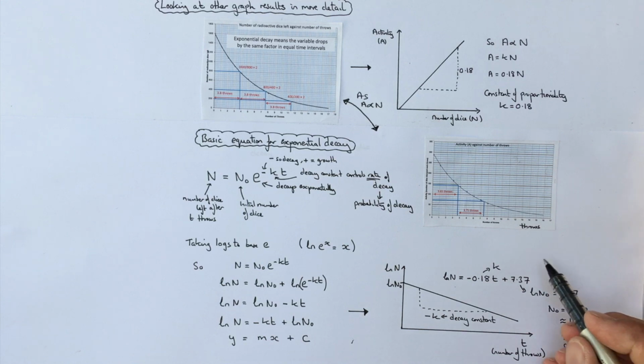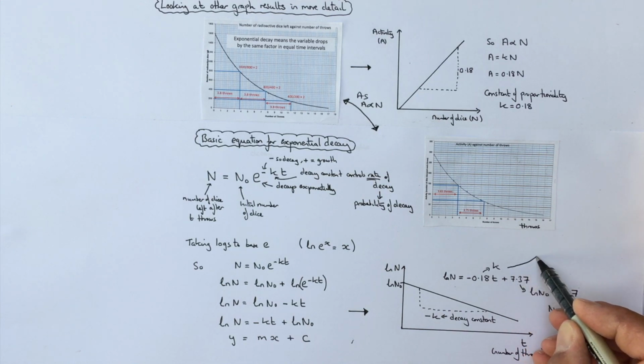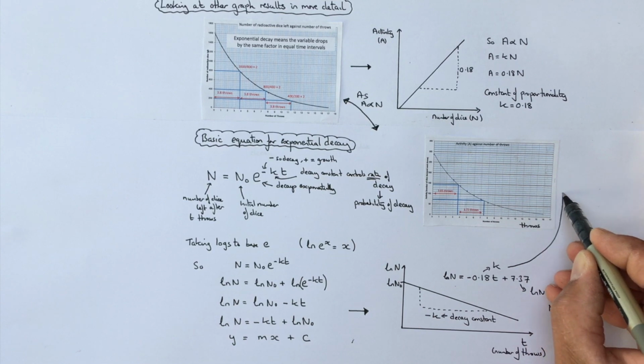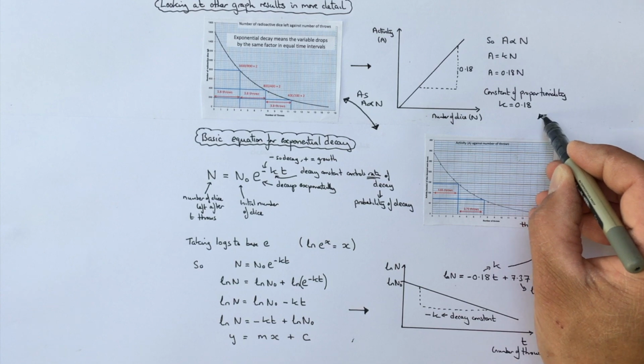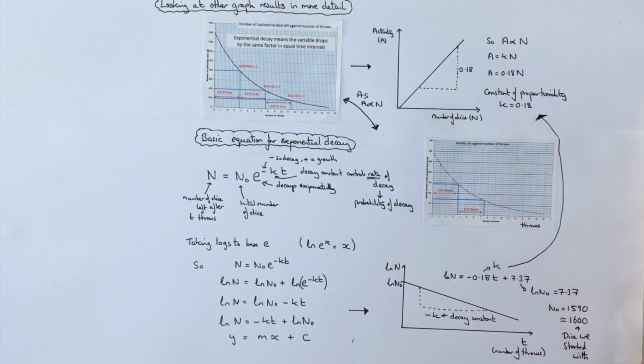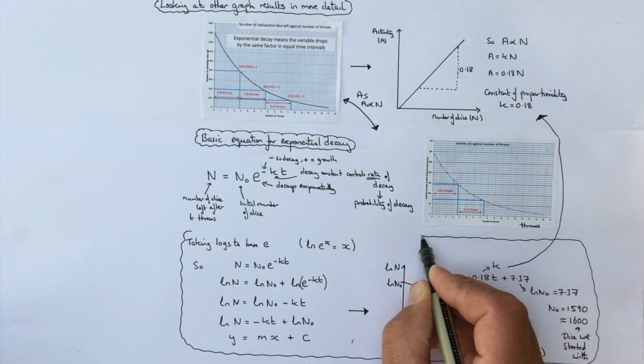Finally, if you look at the decay constant value we got by taking logs, it was 0.18. If you have a look at the gradient for activity against dice, which is also the decay constant, we also get 0.18. I love physics. Sometimes the maths in it is just beautiful.